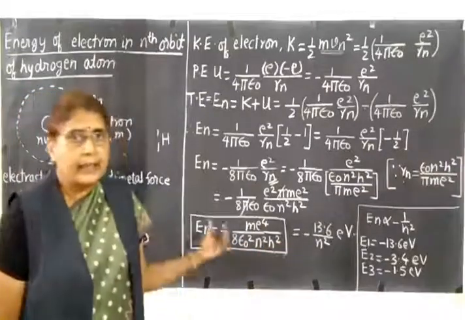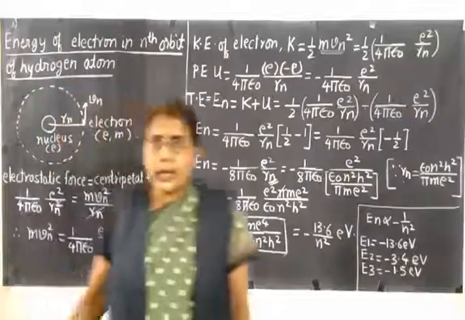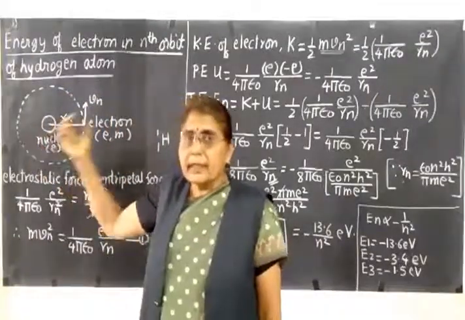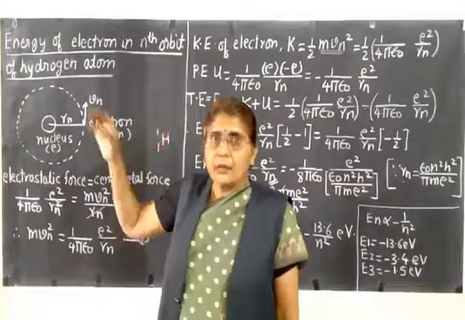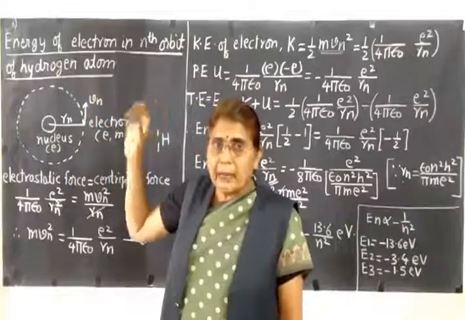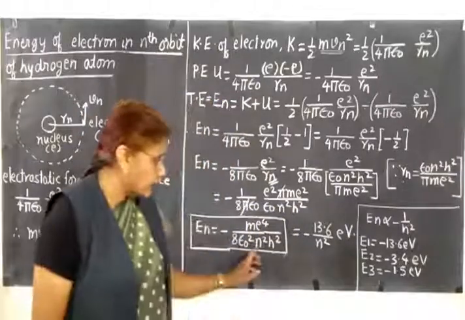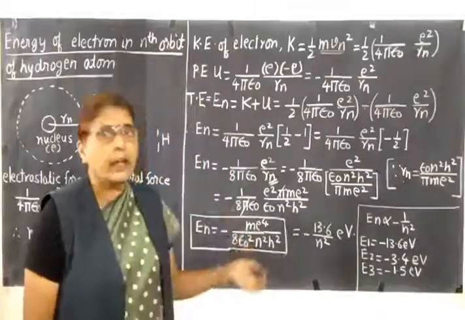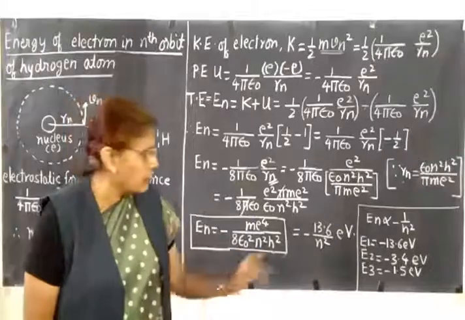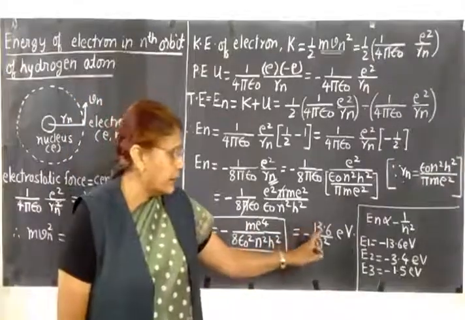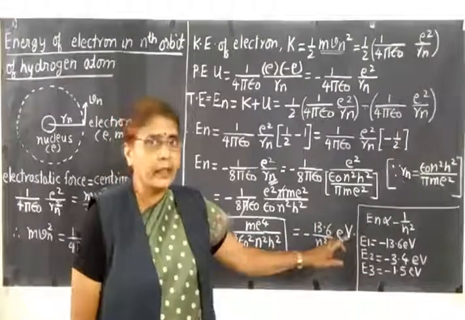First thing we find is that it is with a negative sign. It shows that the electron is bound to the nucleus with electrostatic attraction, and if you want to remove the electron from the atom, energy should be supplied to it. Also we find that except n all other terms are constant, and if you put the values of the constants you get a simplified formula En equals minus 13.6 upon n square electron volt.